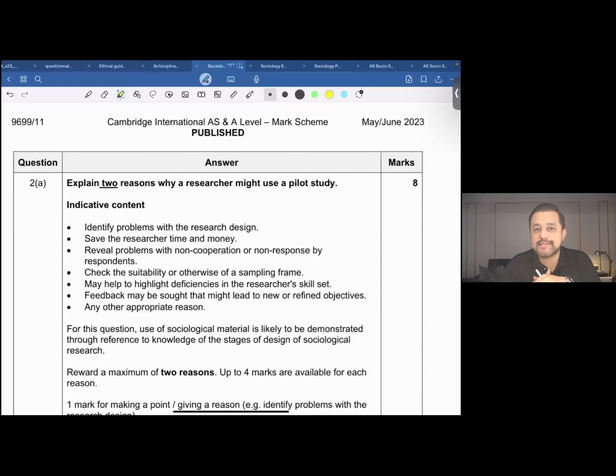Hello, everyone. Let's discuss this question from May, June 2023, variant 1-1. The question reads, explain two reasons why a researcher might use a pilot study. Before we begin, what is a pilot study?